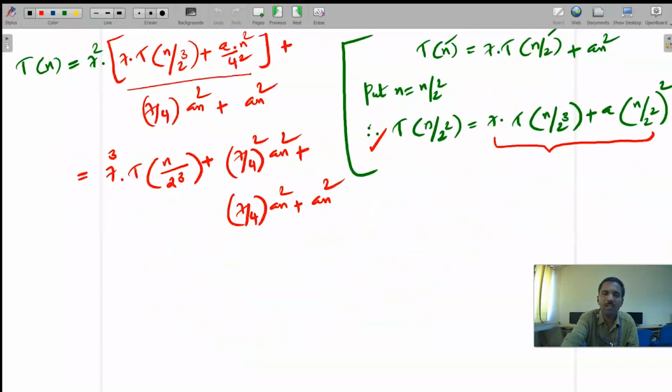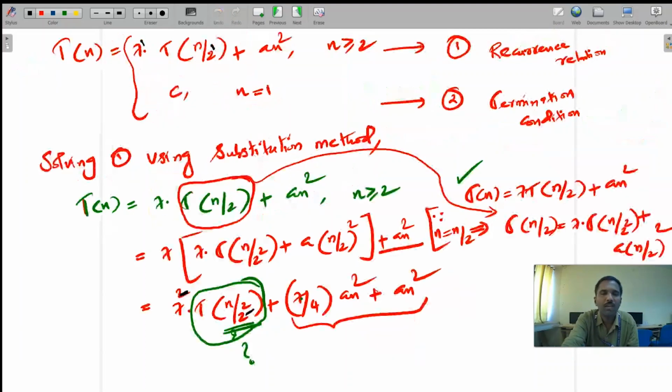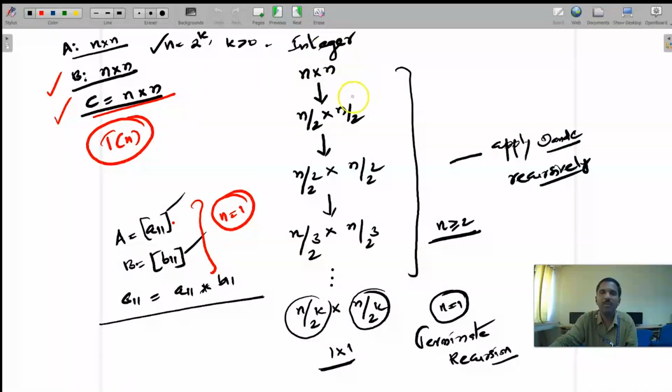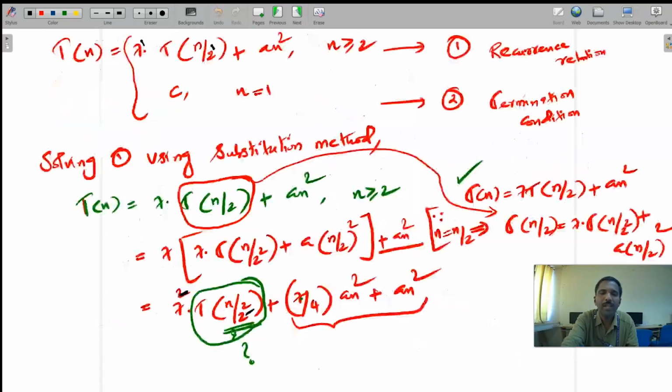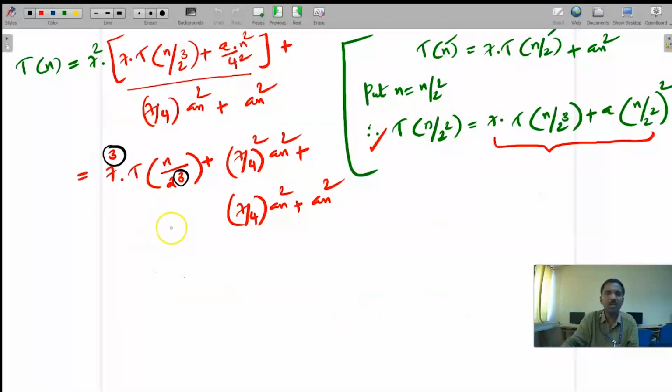After extending the recursion one more stage, we have 7 power 3 into t of n by 2 power 3. As we discussed earlier, here we have n by 2, n by 2 power 2, n by 2 power 3. So the final stage should be n by 2 power k, right? Then only t of 1, right? That results in a constant computational time. There the recursion terminates.